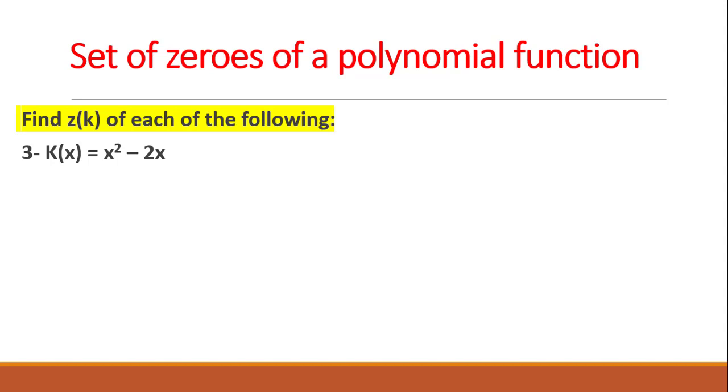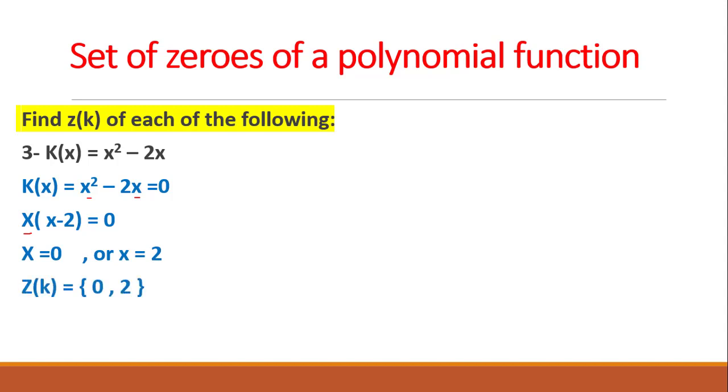K of x equals x power 2 minus 2x. In this case, I want Z of k. It means I write k of x equals 0 and I calculate the values of x. I write x power 2 minus 2x equals 0. Here we have a common factor x. So x multiplied by x minus 2 equals 0. It means that x equals 0 or x equals 2. So Z of k equals 0 and 2. The solution of the two equations, x equals 0 and x minus 2 equals 0. So Z of k here equals 0 and 2.